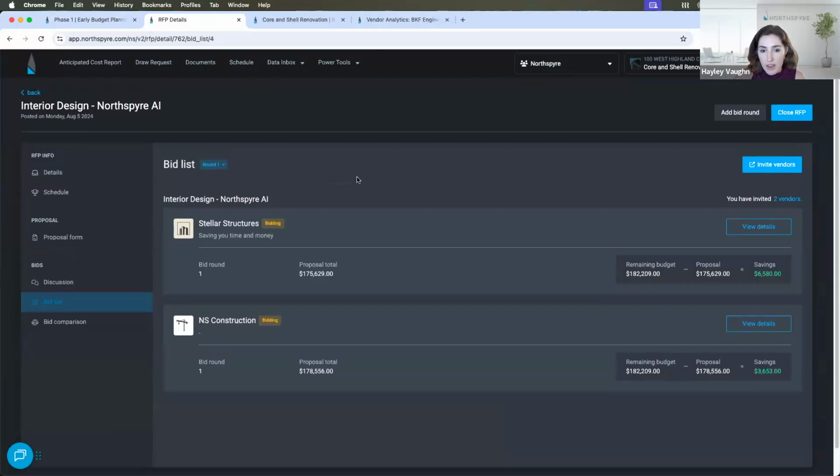Another thing that Northspire AI is able to help with is reviewing proposals. So in this case, I have two proposals that I've received for interior design. Here you're going to see flagged for you whether there's going to be a savings or an exposure, based on how the proposal compares with your budgeted amount for this line.